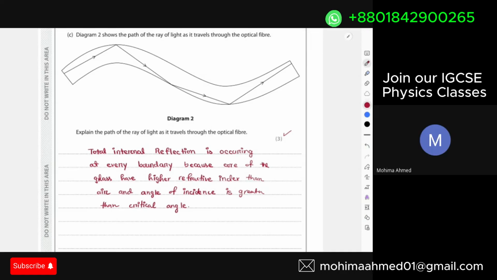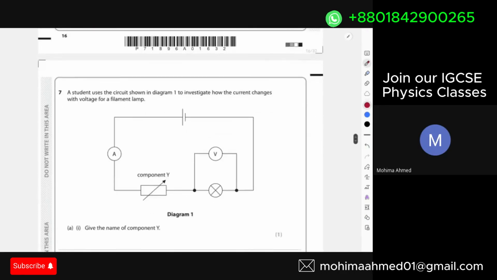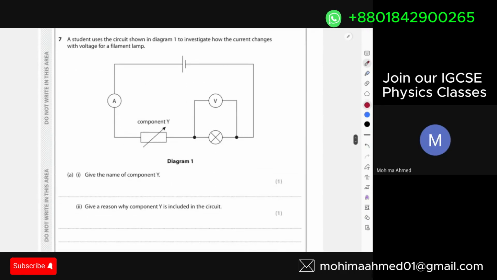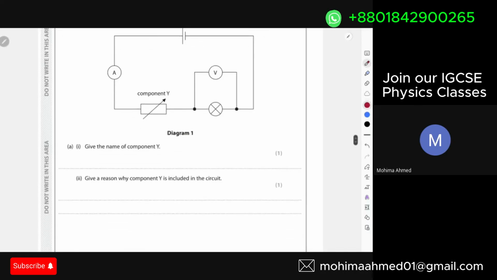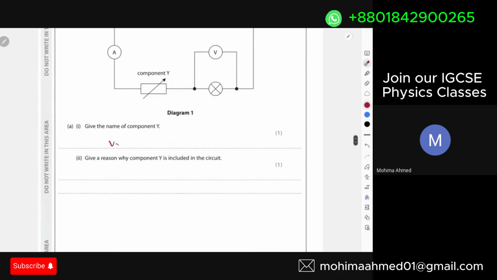Okay, so in that case, if I move to this part, give the name of component Y. This is what? A variable resistor, right? A square rectangle box with this arrow in between. This is a variable resistor. So we can write, okay, we have a variable resistor here.